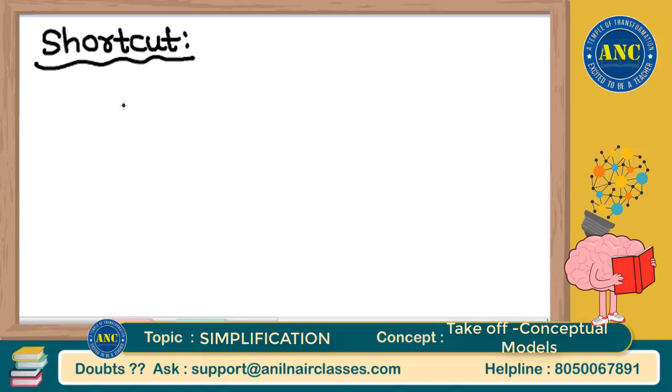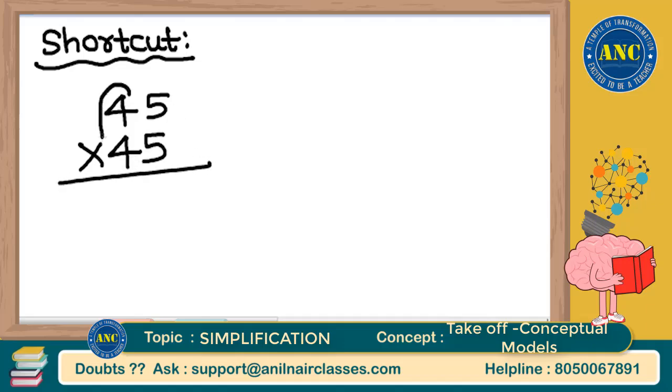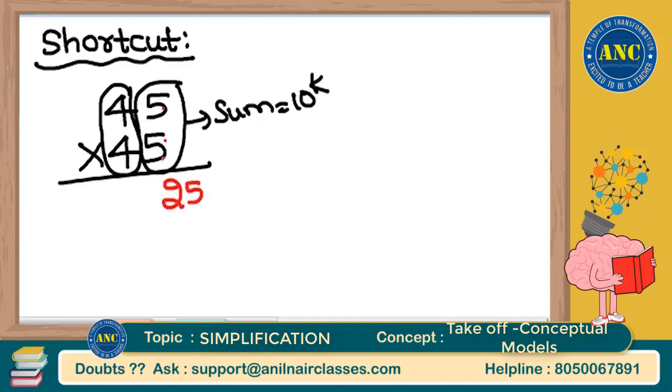Suppose for example 45 into 45. This I taught you yesterday. The leftmost digit should be the same, and the remaining digits' sum should be of the form 10 power k. This shortcut says 5 into 5 is 25. You have 4 as the leftmost digit. Add 1 to it, it becomes 5. Multiply them. 4 into 5 is how much? 20. Now I taught you this concept.